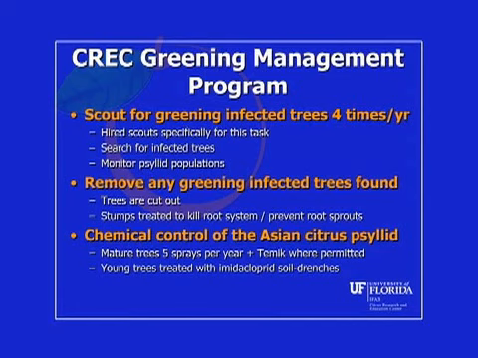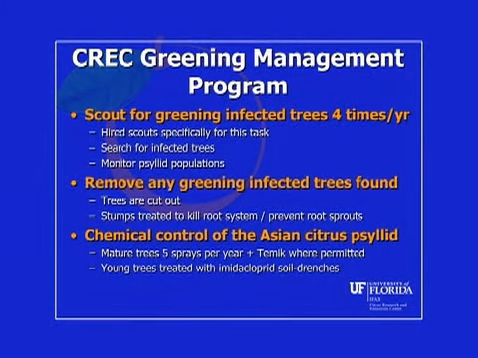In that regard, here at the Citrus Research and Education Center, we've already implemented our own greening management program prior to finding any greening here. Our program includes scouting for greening infected trees 4 times a year. To do this, we've specifically hired scouts for this task. These scouts will also be doing other tasks which include scouting for citrus canker and other pest problems, but their main job is at least 4 times a year to do surveys specifically for greening infected trees. They'll also be monitoring things such as psyllid populations, giving us an update on how our products are doing and if we need additional sprays. So scouting is very important.